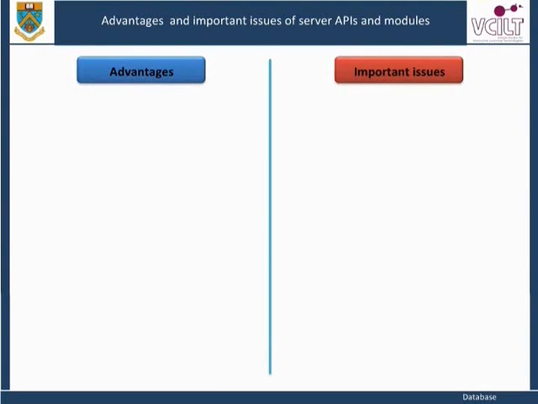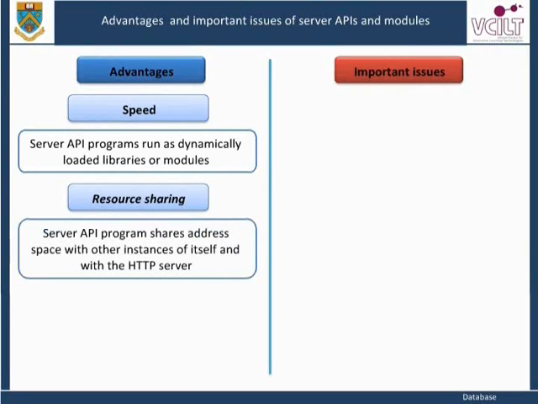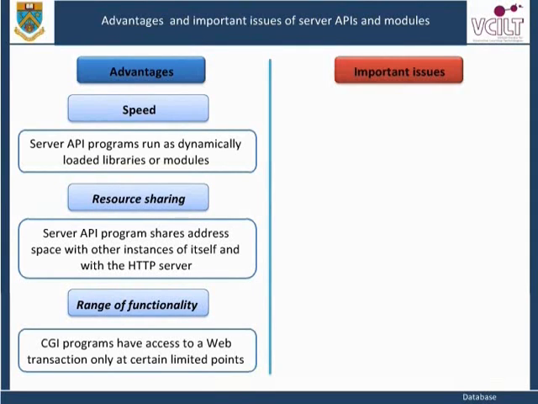Having database access programs coexist with the HTTP server improves web database access by improving speed, resource sharing, and the range of functionality. Advantages. Speed. Server API programs run as dynamically loaded libraries or modules. Resource sharing. Unlike a CGI program, a server API program shares address space with other instances of itself and with the HTTP server. Range of functionality. CGI programs have access to a web transaction only at certain limited points.